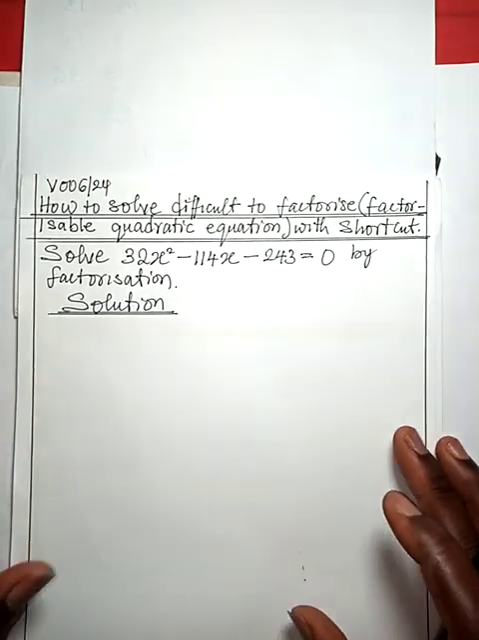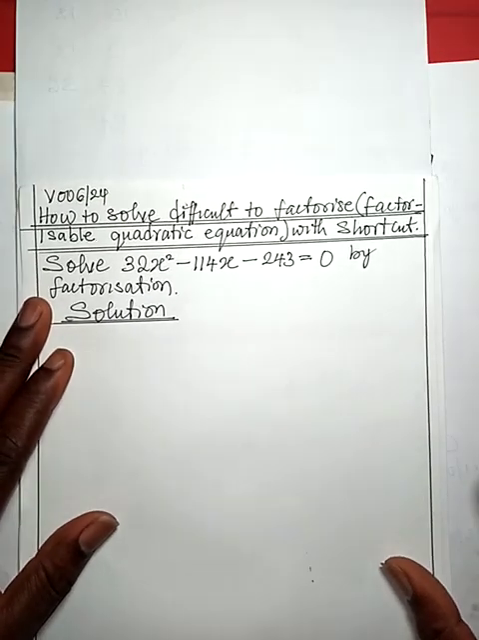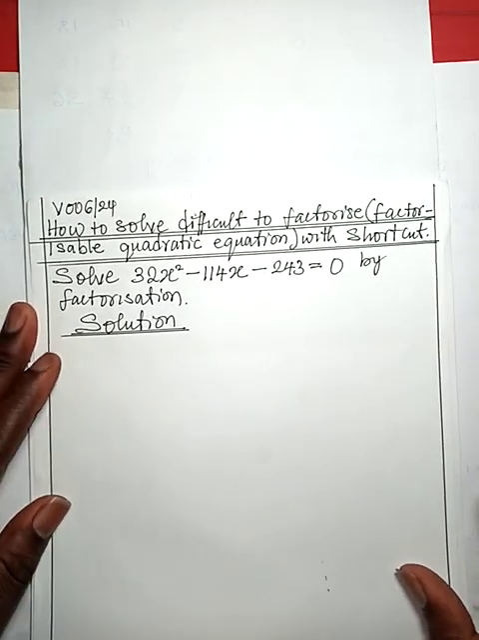We want to look at solving difficult to factorizable quadratic equations with shortcuts. We have a question laid out, so let's get into the question.